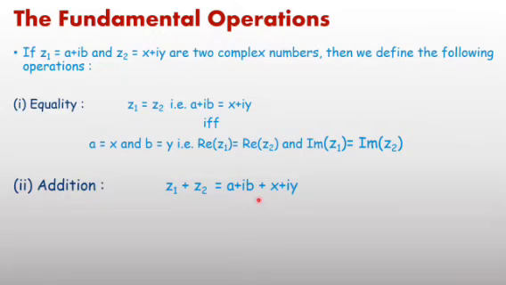Addition of two complex numbers, Z1 plus Z2. The first complex number is given as a plus ib, the second is x plus iy, and we have to add the two complex numbers. Add their real parts, a plus x, plus i times b plus y. That is the new complex number.